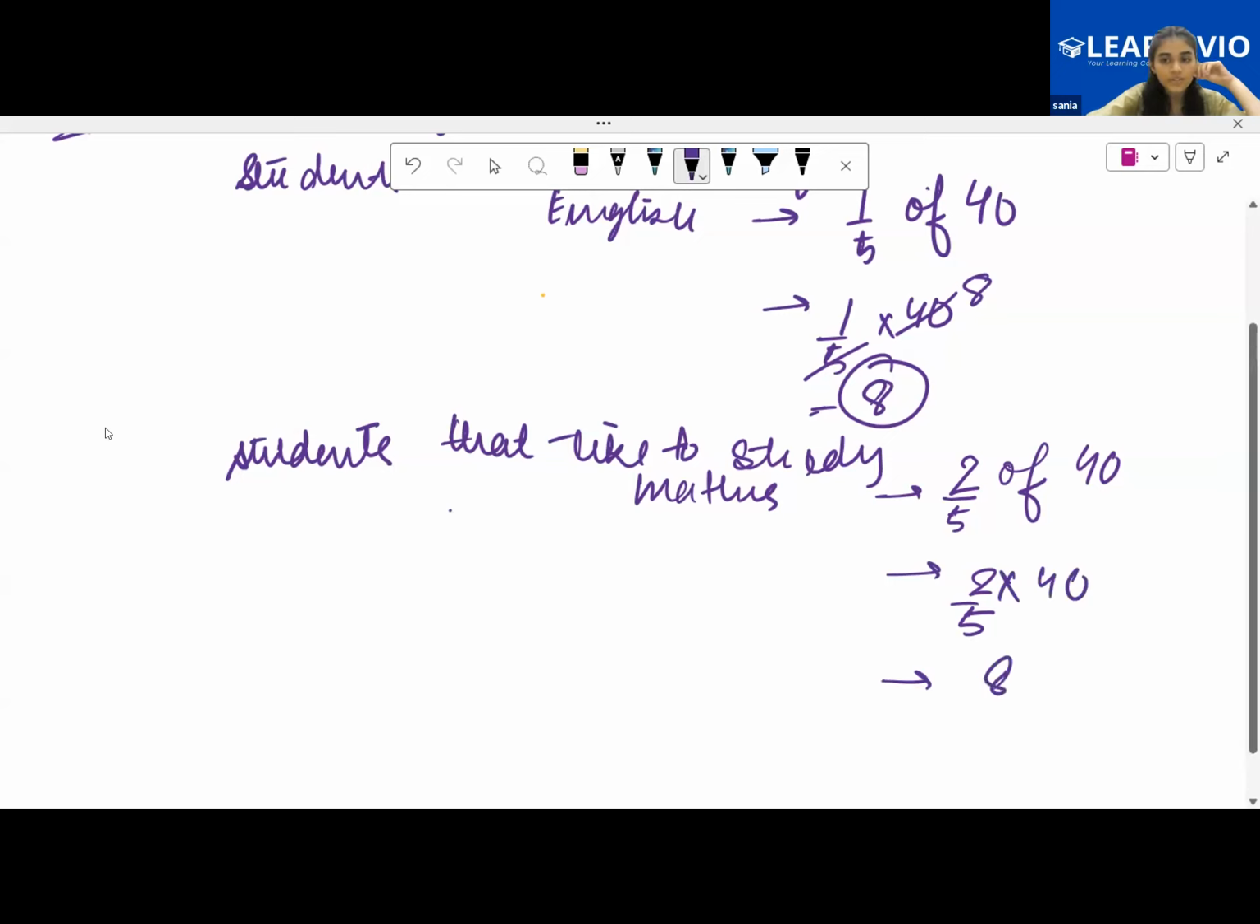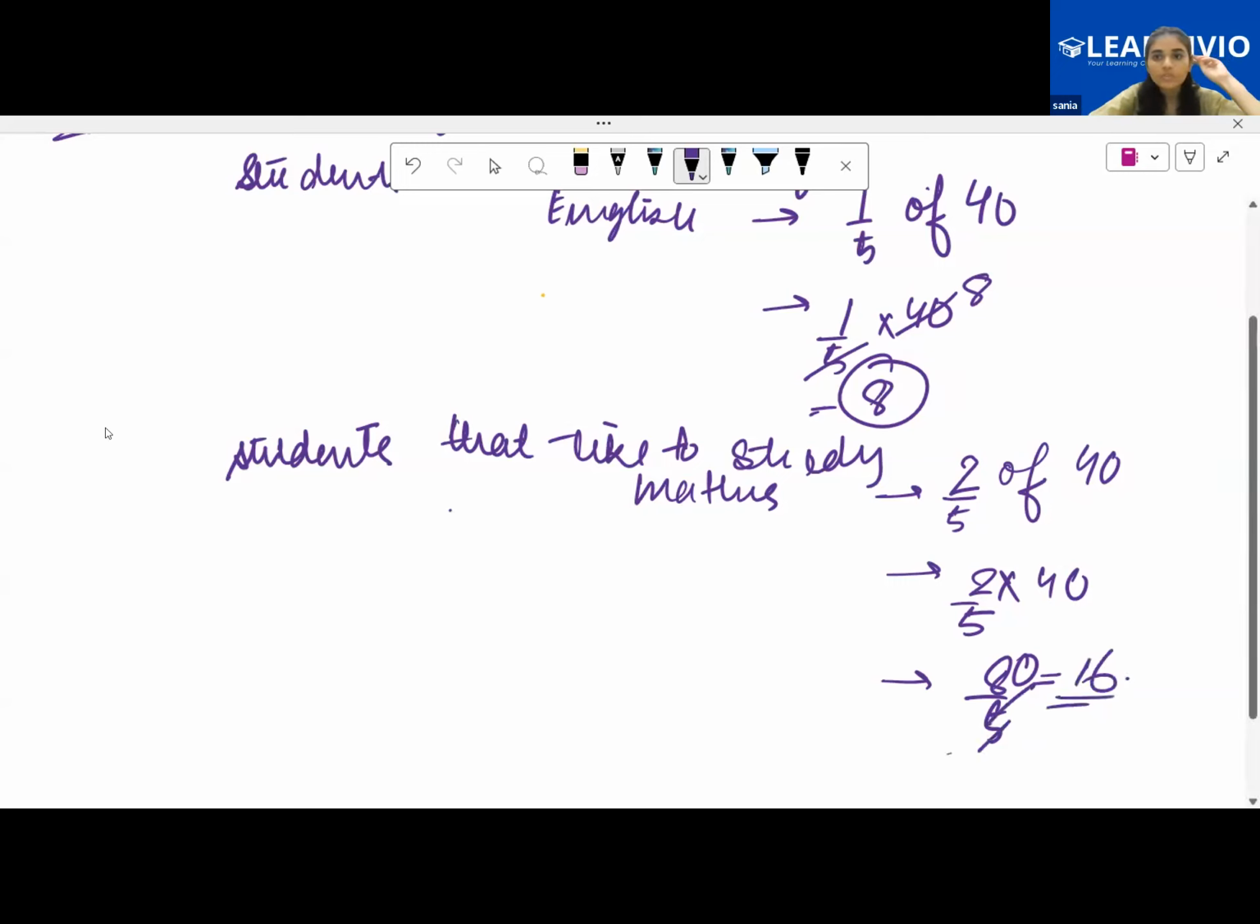2 into 40 is 80. Now please divide 80 and 5. What do you get? 16. Okay, 16.